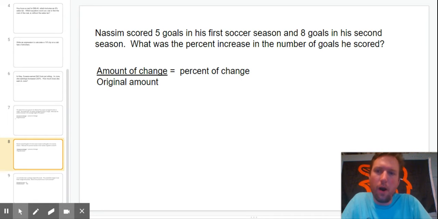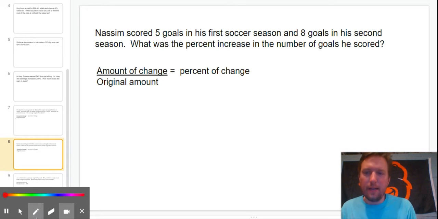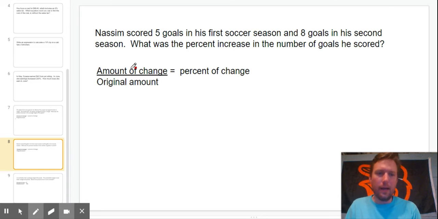The problem that we are working on today is: Nassam scored 5 goals in his first soccer season and 8 goals in his second soccer season. What is the percent increase in the number of goals he scored? Now, looking at what I've provided, there's a formula that we talked about at the end of last week of how we would solve this problem.